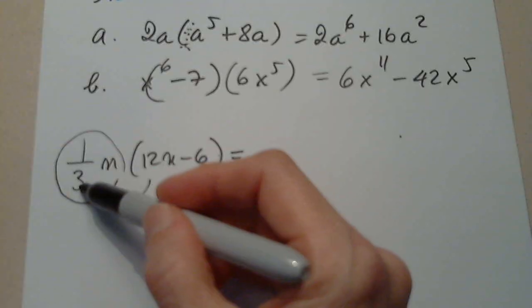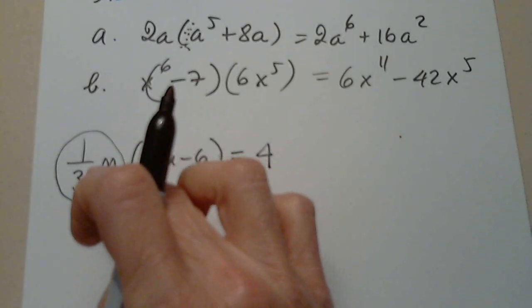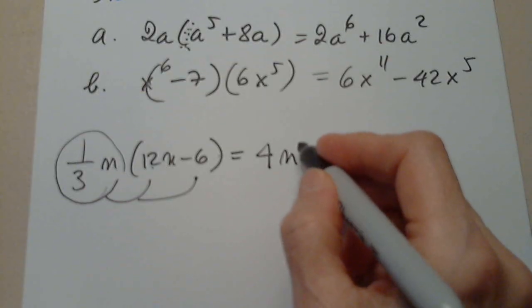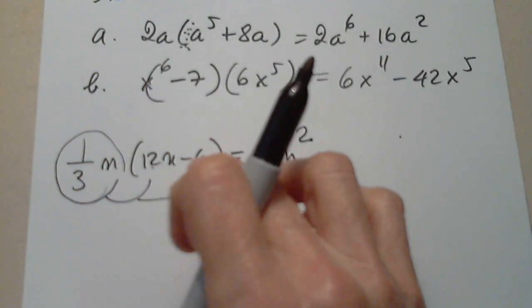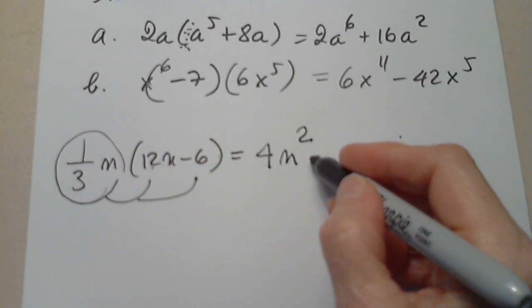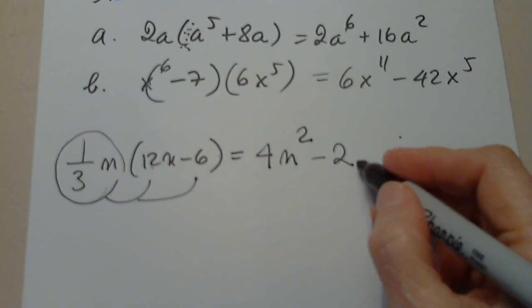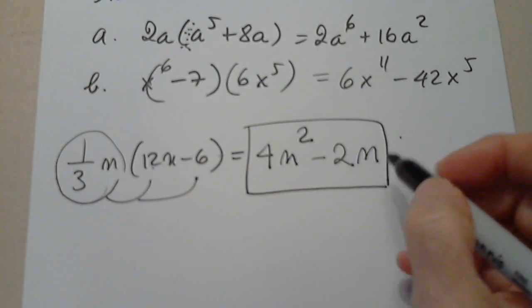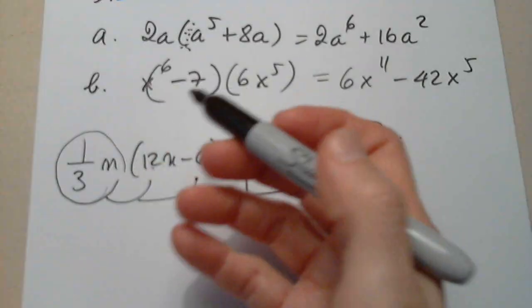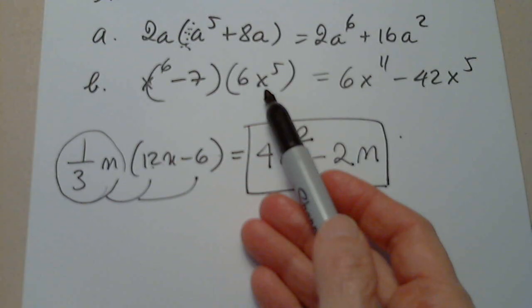So 1/3 times 12, we know it's 4. N times n, copy the base, add the exponents. 1/3 times -6, and that is -2. And n times 1 is still n. So we have to get used to distributing quantities that are not as nice as 2a or 6x to the 5th.